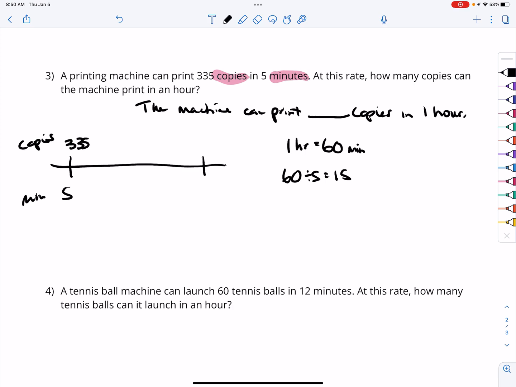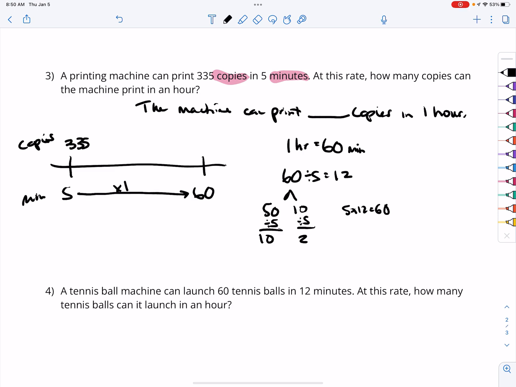That's a lie. There's 12. Whoa, bro. Okay. Because if you think of this 60 like a 50 and a 10, 50 divided by 5 is 10. 10 divided by 5 is 2. Or 5 times 12 is 60. Wow, almost made a silly mistake there. So we know that to get us from that 5 to that 60, we need to multiply by 12.